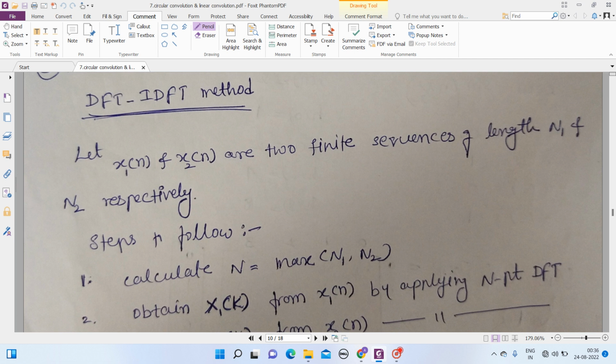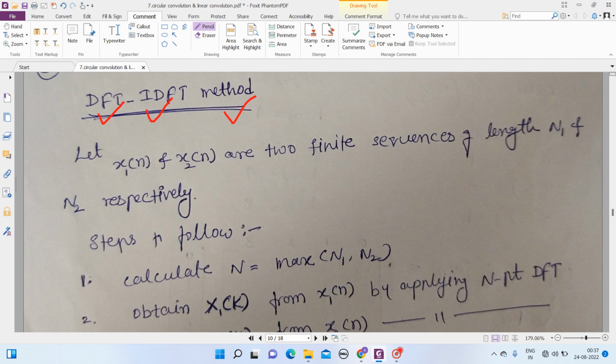Okay, so in your exam maybe you will get questions to directly solve the convolution using the DFT and IDFT method. Maybe you will get this question for 8 marks. This problem is very easy. In order to solve the convolution problem based on the DFT and IDFT method, you have to know how to solve DFT and IDFT. Then only you can use this method to solve convolution problem.